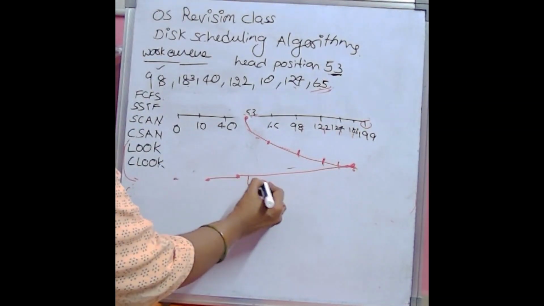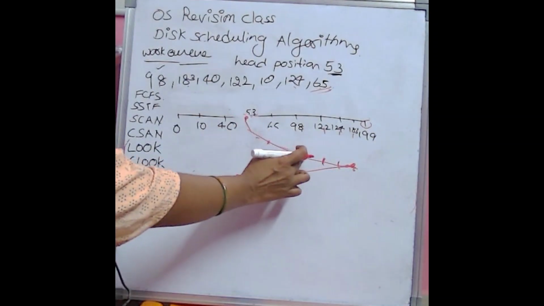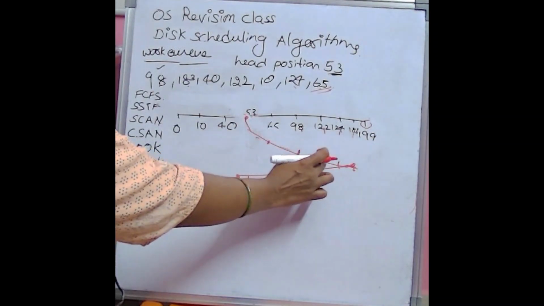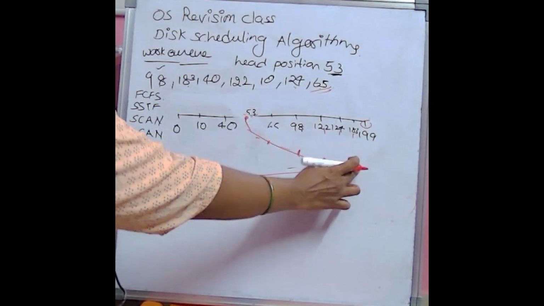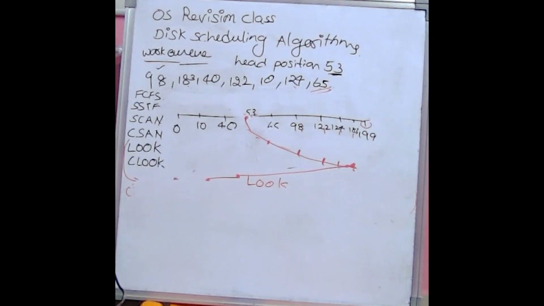This is look. It will start in this direction: 53, 65, next it serves 98, 122, 124, 180, 183. After that, in reverse direction, it will move to 40 and 10. This is look.